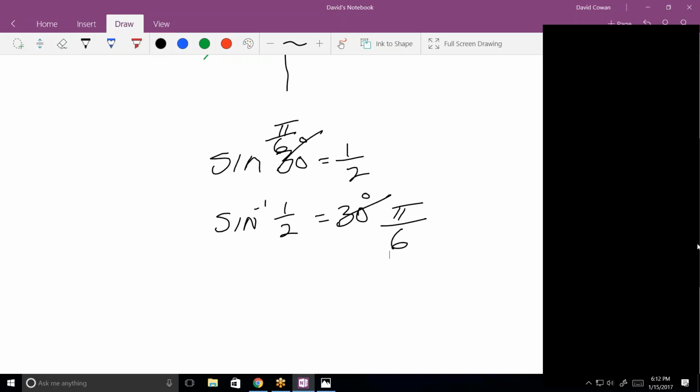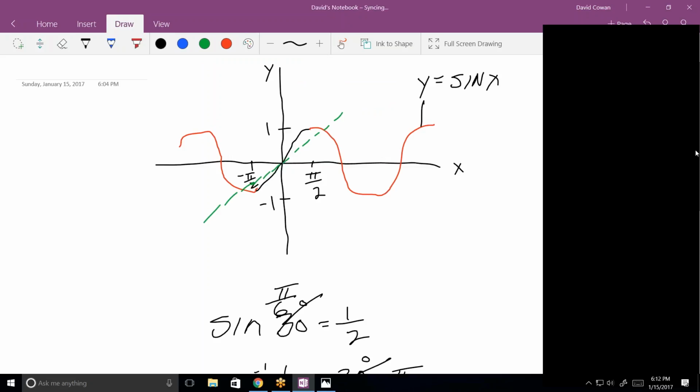If you know what an inverse is, an inverse function is if you take a function and take its reflection across that green line. That green line is y equals x. Okay? In other words, that's how you get inverses, by reflecting a function over that green line.